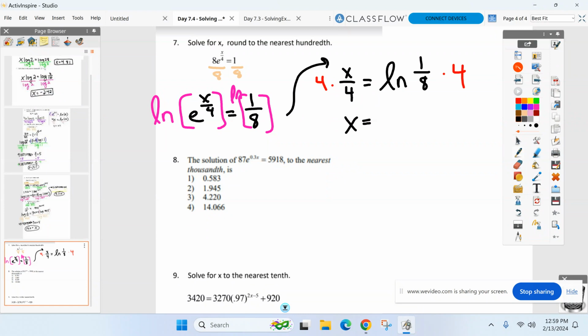So you natural loggers, you regular loggers, negative 8.32. No matter how you did it.